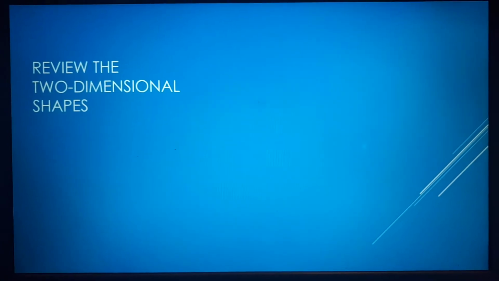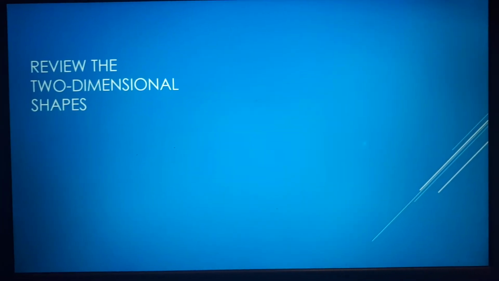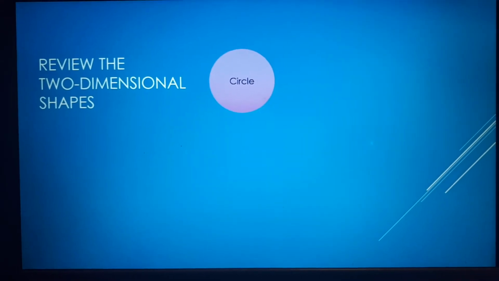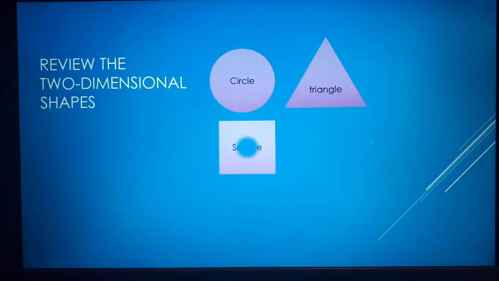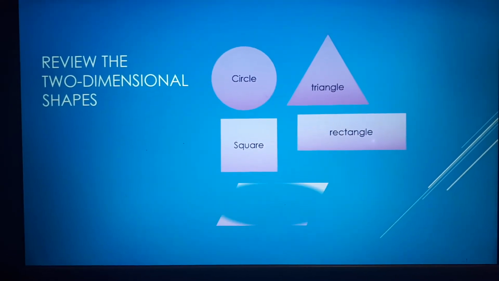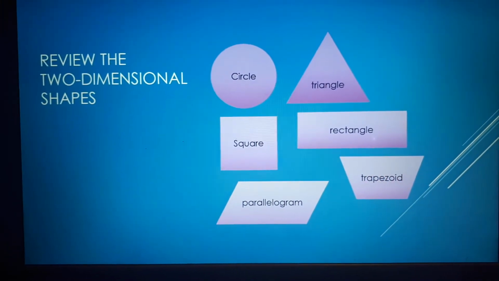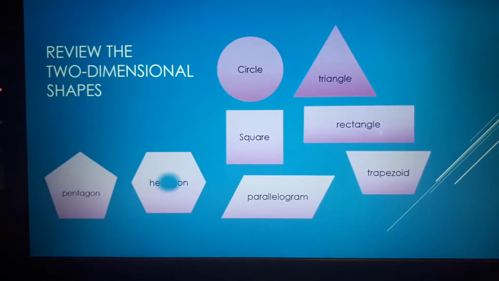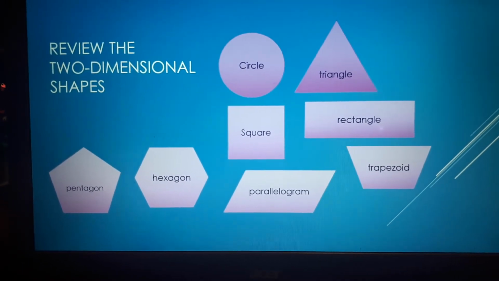So let us review the two-dimensional shapes that we took in the first lesson of this chapter. Come on, say the names with me. Circle, great. Triangle, square, rectangle, parallelogram, trapezoid, pentagon, hexagon. Great job. You repeat them after me and we revise them together.